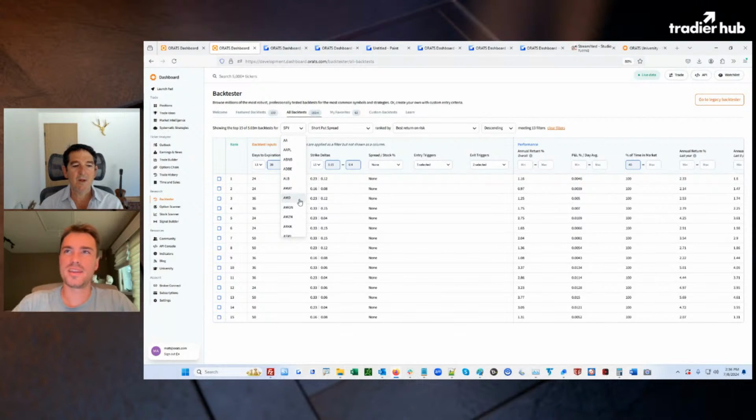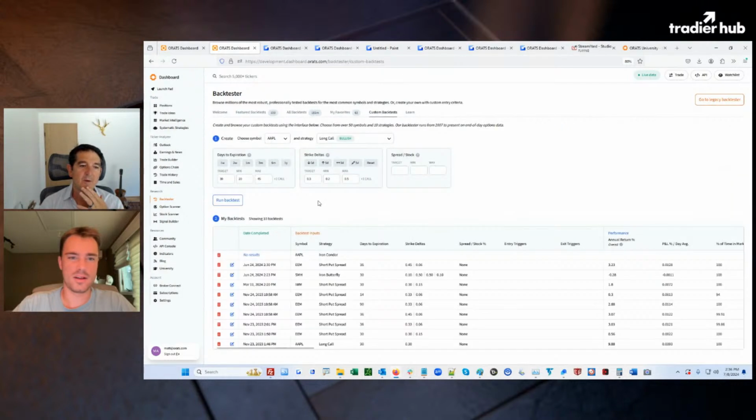And at the end of the day, if you want to run a custom backtest, you can do that as well. You can just click on one that you like, click edit, and it'll autofill all those parameters in there. Yeah.